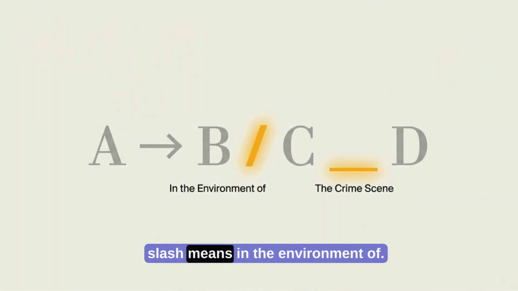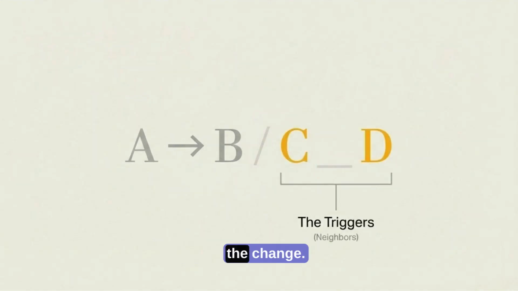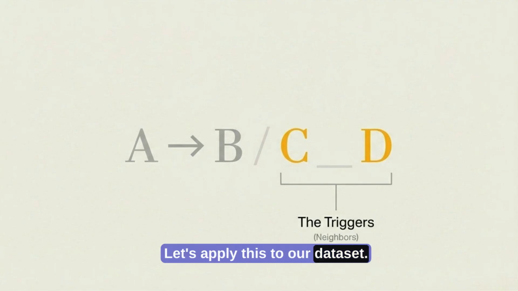The slash means in the environment of. It sets the stage for the change. The blank spot is the most important part. It represents the exact spot where the phoneme is sitting. C and D are the neighbors that trigger the change. Let's apply this to our dataset.